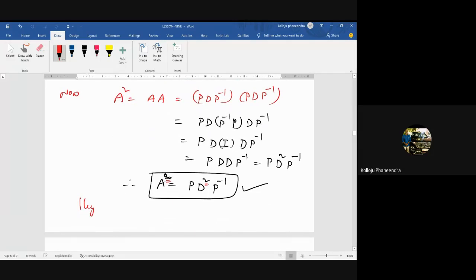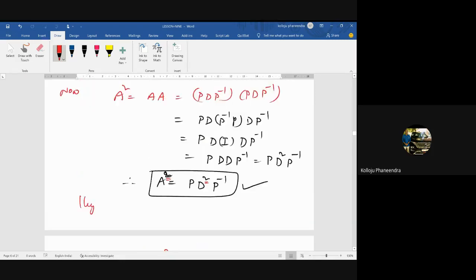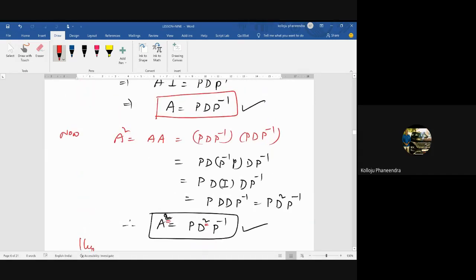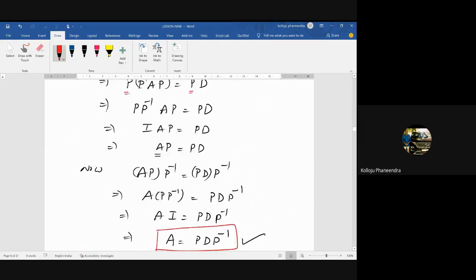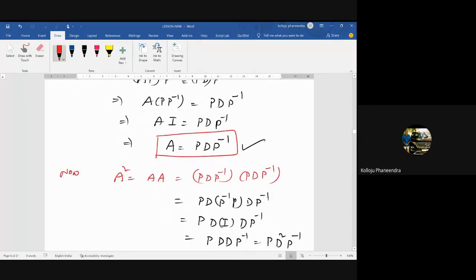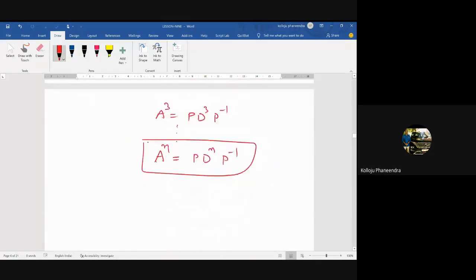Next is the orthogonal transformation: diagonalization by using orthogonal transformation. Any doubts in this topic? Any doubts? If no doubts, I will proceed to the problem.